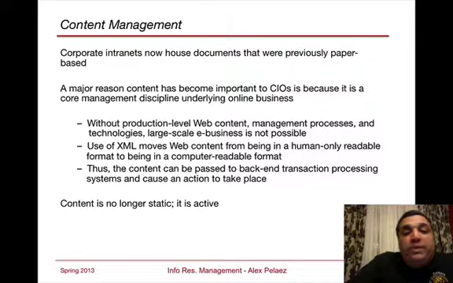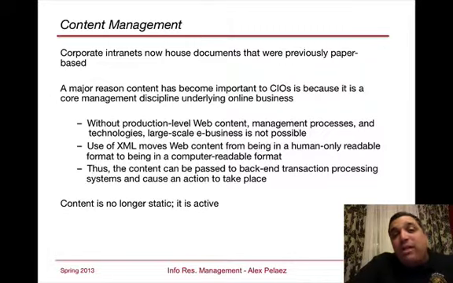A major reason content has become important is because it's a core management discipline underlying the online business. This is how online businesses run. And the way they do this, a lot of content management stuff is done on the web. You produce a web page, you may have a web article. On the side, you may have some sub-articles. You may have just some information about the company, who the new officers are, or what the news events are. And these are all elements of content management.